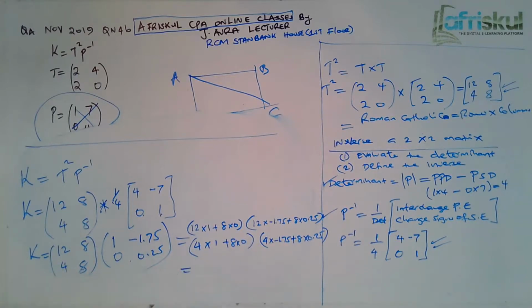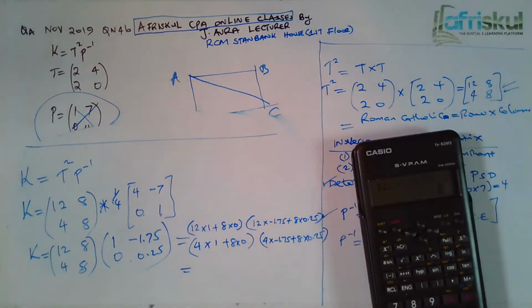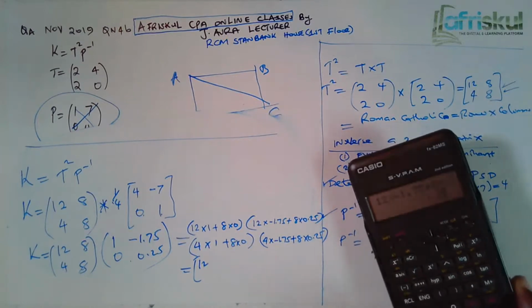So please get hold of your calculators and compute these figures with us. So what do we have? We have 12 times 1 plus 8 times 0, which is as good as 0. So the first element is supposed to be 12. The second element will be 12 times -1.75 plus 8 by 0.25, which gives us -19.